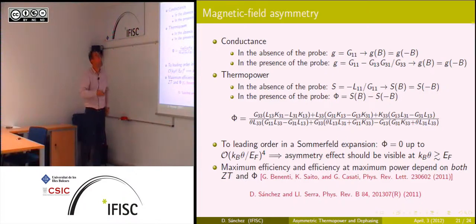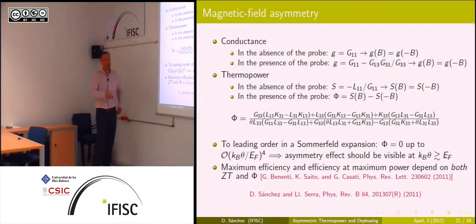Now you do the same with the thermopower. The thermopower, in the absence of the probe, in the absence of inelastic processes, is given by this equation, and then it shows this magnetic field symmetry. Now you put the probe, and then you obtain this asymmetry, which has some formula, S of B minus S of minus B. What can we learn from this formula? This is very general.